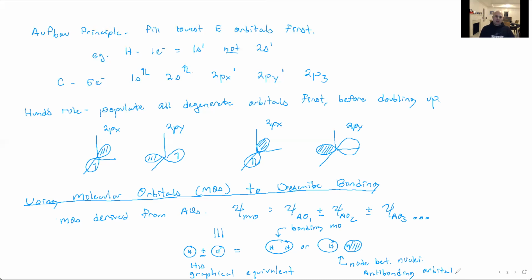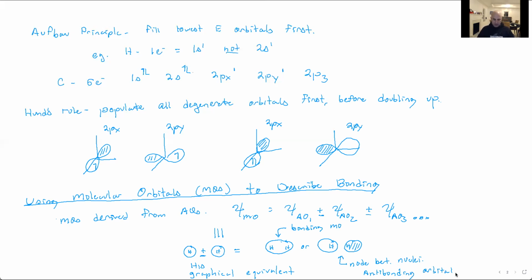A bonding orbital is defined as a molecular orbital that has more bonding interactions between nuclei than anti-bonding interactions. Okay, and the corollary is true for an anti-bonding orbital. So if I look at the H2 bonding orbital that I just drew, we can say, okay, how many bonding interactions? Well, there's one between two nuclei. How many antibonding interactions? Zero. So that's a bonding orbital.